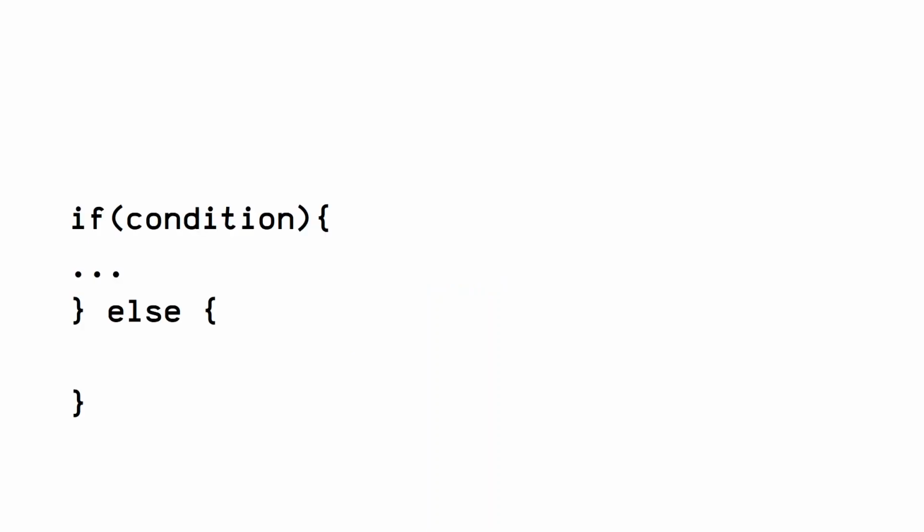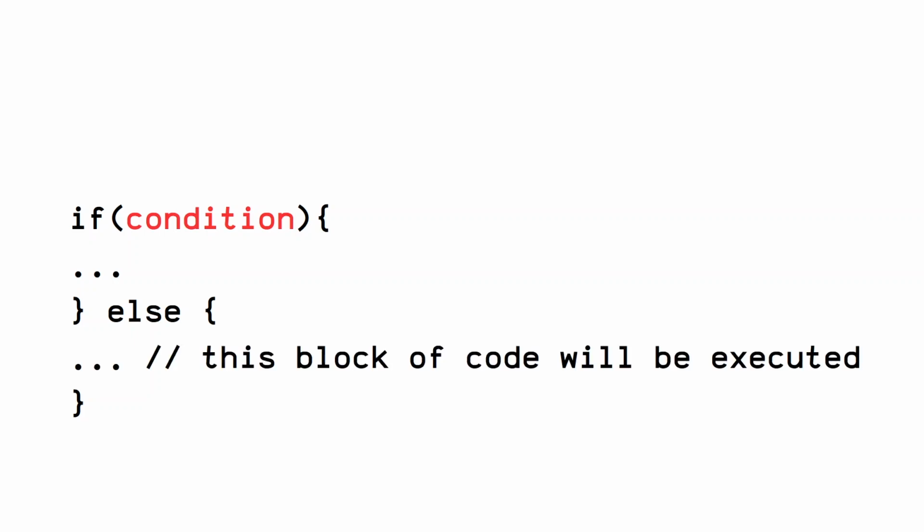But if you also want to do something even when the condition is not true, then we have to use the else statement along with the if statement. Okay, so that's the syntax of the if and else statement altogether. And remember, you can't use the else statement without using the if statement first. All right, now if the condition is false, then the code of the else block will be executed.